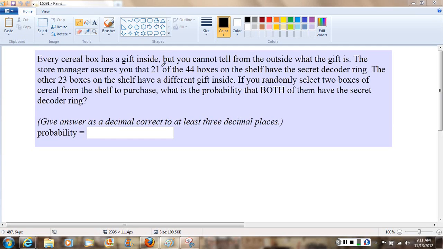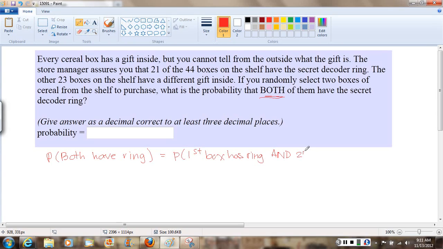We can say, well, there's 21 out of 44 of them that have it. So about a half, 50% chance approximately that any given box will. Well, what's the probability that both of them will have it? So let's zero in on some keywords to do this calculation here. I see that word both, so I'm looking at an and probability. So the probability both boxes have the ring is the same as the probability that the first box has the ring and the second box has a ring.